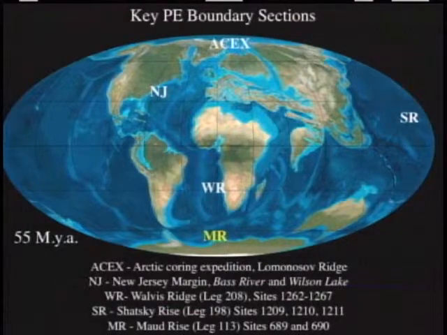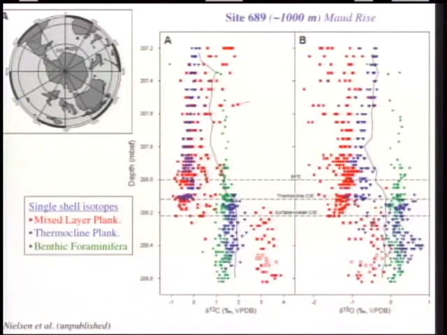I'm going to show you one record from Maud Rise, just off of Antarctica. What you're looking at are data from a core, as you can see, about a meter in length, which we sampled every centimeter or so. And what you see here are delta C13 or delta 18O values of individual shells of planktonic forams in red, mixed layer. These are thermocline forams in blue, and these are benthic forams in green.